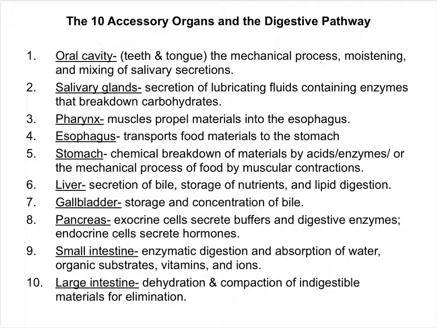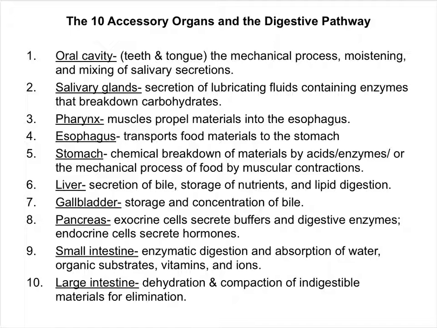3, the pharynx. The pharynx is unique in that both the respiratory and digestive system are parallel at this point. The pharynx are the muscles that propel materials into the esophagus. The esophagus that transports food materials into the stomach. It's parallel to the trachea. The stomach is where the chemical breakdown of materials by acids, enzymes, or mechanical process of food by muscular contractions takes place. So the oral cavity and the stomach do both mechanical and chemical digestion.